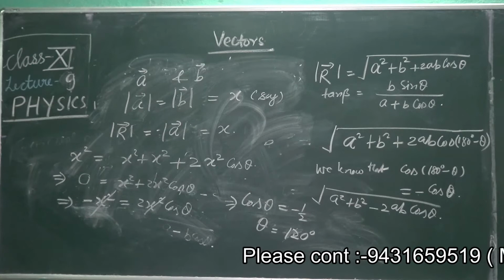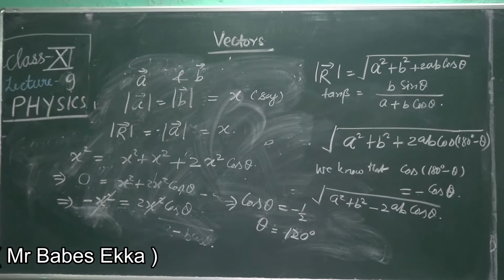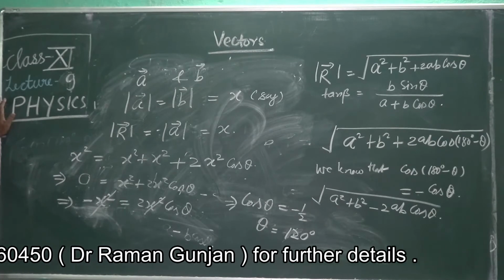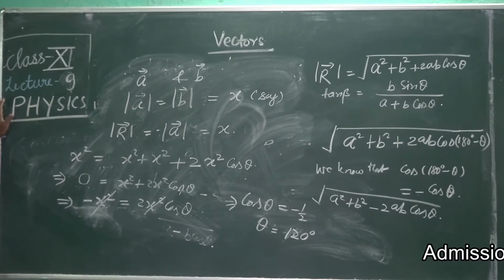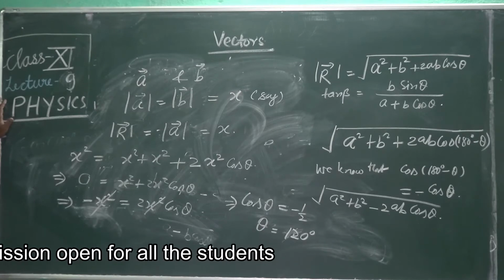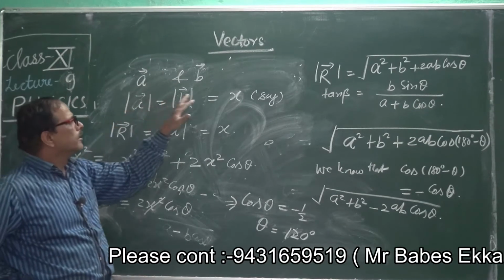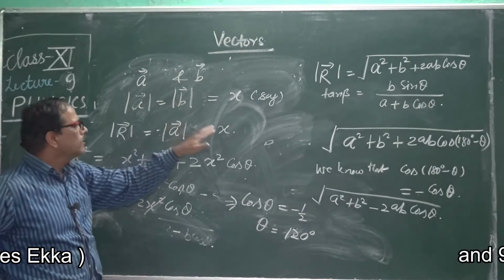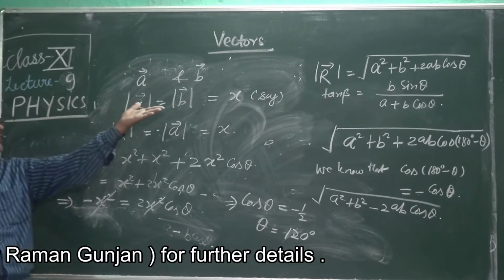Your question was: two vectors of equal magnitude added to each other, what resultant do we get? The magnitude of the resultant vector is equal to the magnitude of either vector. Again here we see, let x be the magnitude of vector A or vector B, and x is also the magnitude of resultant vector R. We just apply the formula.